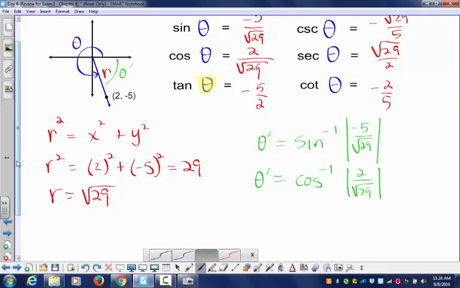Let's just round this to the nearest degree, so make sure you're in degree mode. Inverse sine, 5 divided by square root 29, wrap. Make sure it's all cleaned up, and you should get about 68 degrees. And if you did inverse cosine, just double check. 2 divided by square root of 29, wrap. And you get the same thing as we would expect. Okay, so that's the reference angle.